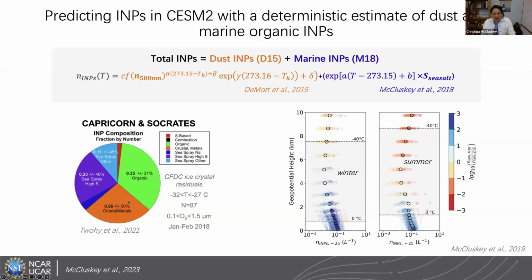We know that dust does contribute to the INP population as shown here in this pie chart from Tu et al. 2021, looking at the composition of ice crystal residuals. We do see these dust particles, and then of course the organics and sea spray. And then I just want to point out here too, where we used a model to determine the vertical distribution of ice nucleating particles to see when we would have sea spray dominated in blue versus mineral dust dominated in red. And you can see there's some seasonal variability. And so this is what drives this motivation of including both sea spray and dust aerosol for INP.